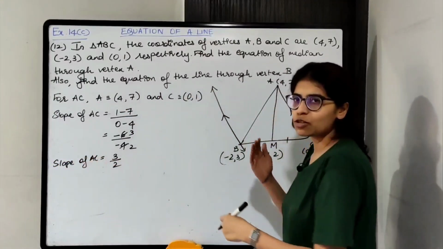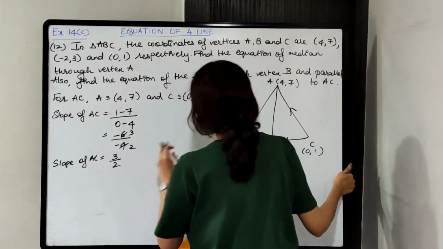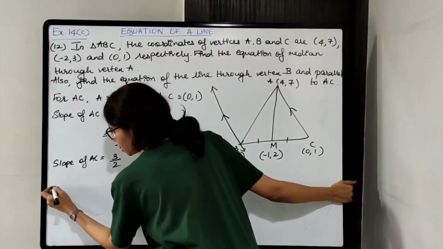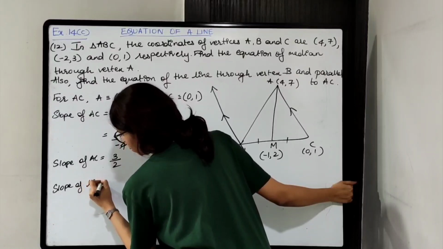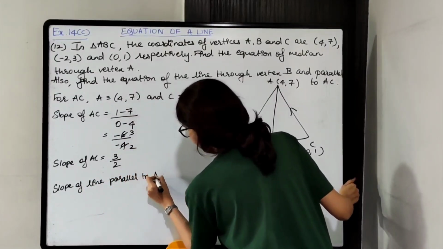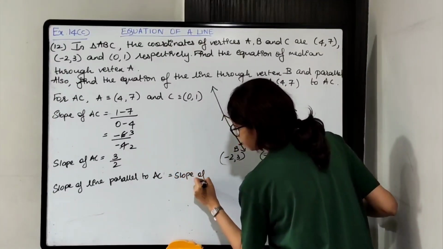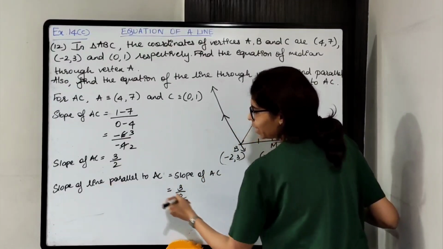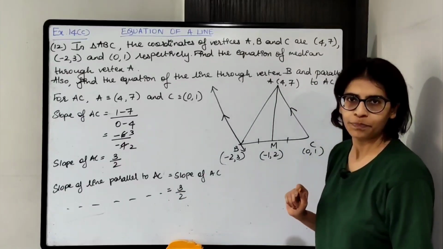So same will be the slope of the line which is parallel to AC. So construct this, okay? It will be easy for you to understand. So slope of line parallel to AC is equal to slope of AC, and slope of AC kya hai? 3/2. So slope of line parallel to AC is equal to 3/2.